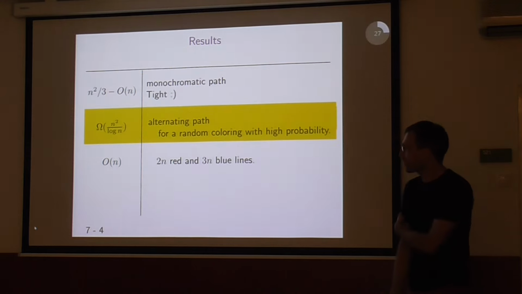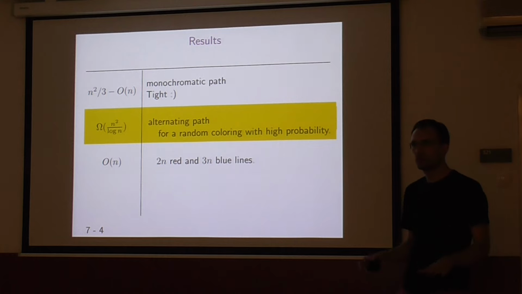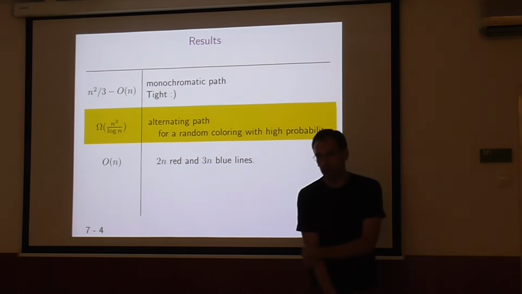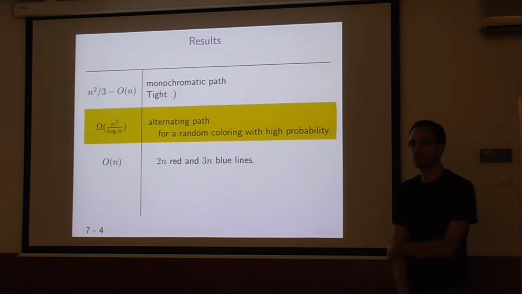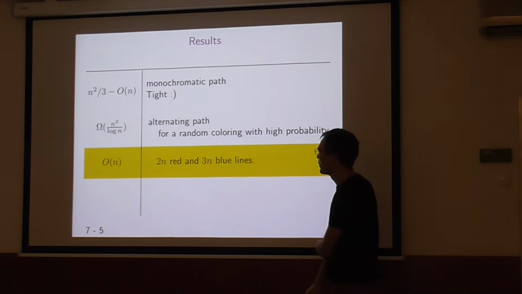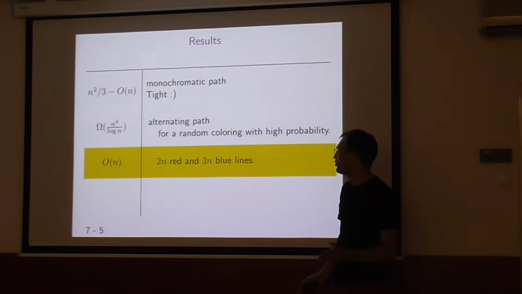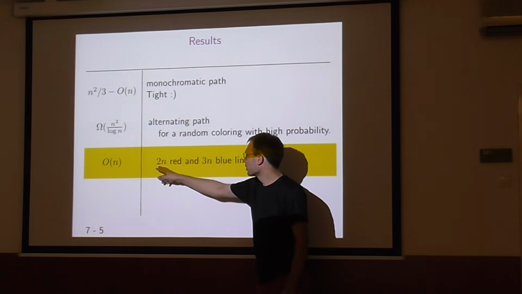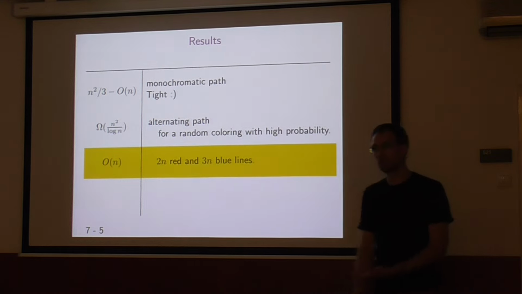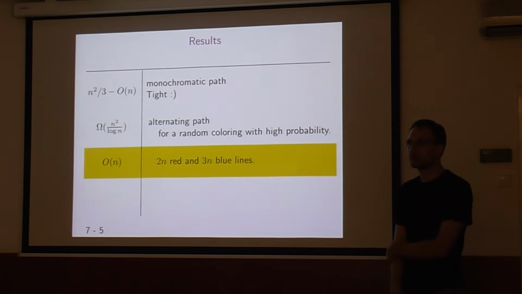Then we looked at alternating paths, and we couldn't prove too much there, so we looked at random colorings. You're given your line arrangement and you color it randomly, what would you expect? We could show that in this case you expect an almost quadratic length of the path. This is quite nice. Then we worked hard to make their counterexample more balanced. They said, okay, what about one blue line? Here we show that if we give an example with two red and three blue lines, the longest alternating path still has linear length.